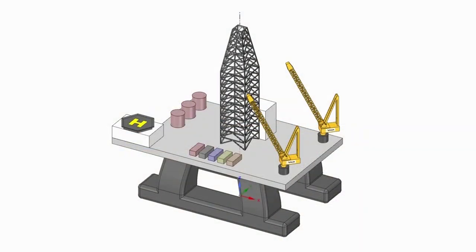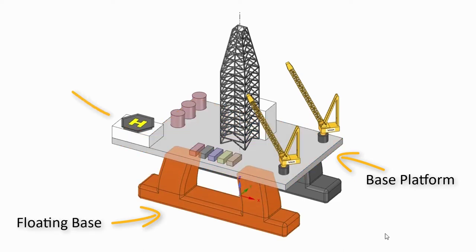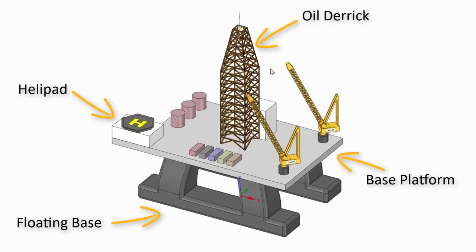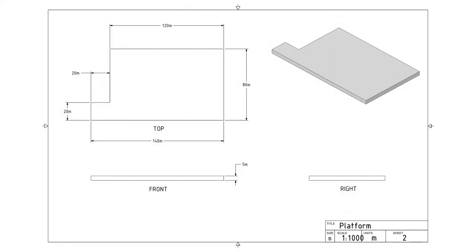First, let's identify the main parts that define the oil platform. The base platform, the floating base, the helipad, and the oil derrick. We will analyze the different parts in detail as we build them. In this video, we will build the platform and the floating base.